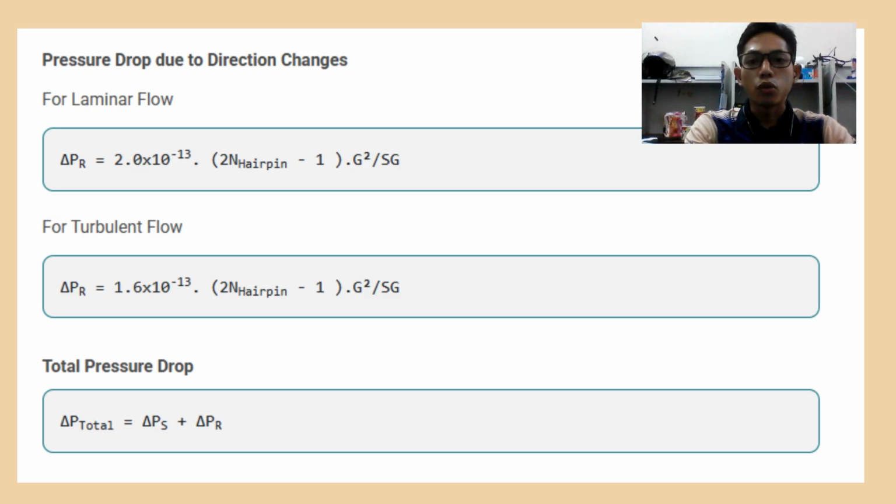Pressure drop due to direction change for laminar flow and for turbulent flow. In the last equation, we get the total pressure drops.